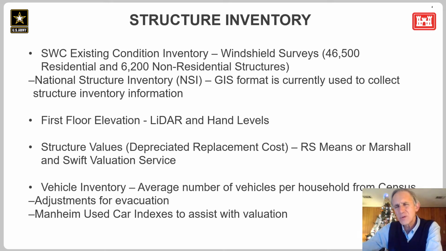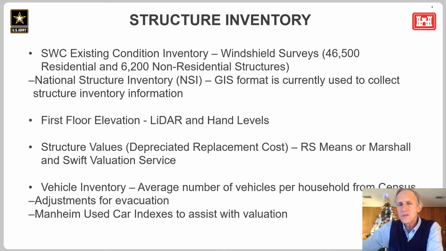Now, in SMART Planning, we probably would never be doing that. This was done back in 2010 when this was a legacy study, but they actually drove past all of the structures. Today, we would more typically be using the National Structure Inventory database, which is in a GIS format, and it's currently used to collect structure inventory information. It's available throughout the entire nation for every census block in the country.